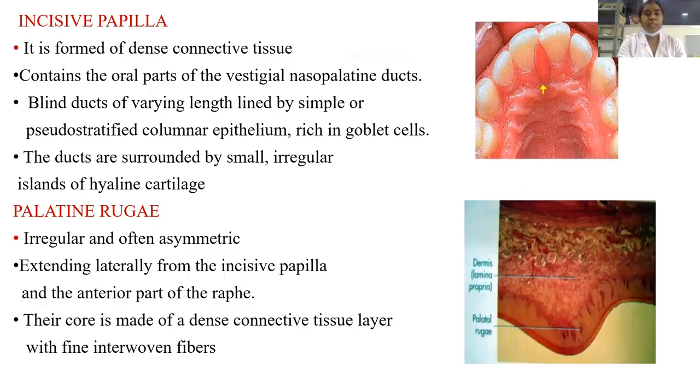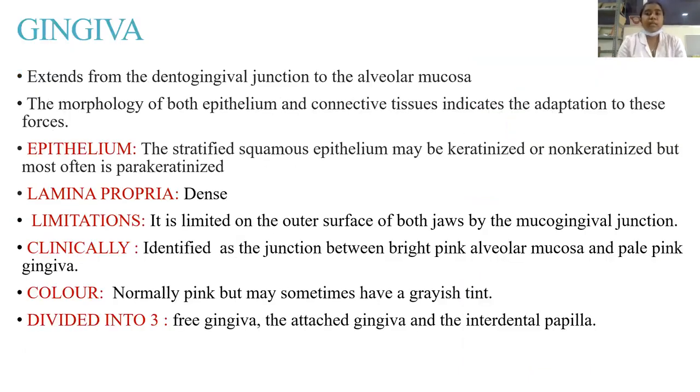Palatine rugae. It is irregular and often asymmetric, extending laterally from the incisive papilla and the anterior part of the raphe. Their core is made up of a dense connective tissue layer with fine interwoven fibers. Here we can see the dermis, that is, the lamina propria and palatal rugae. So in the palatal rugae, the H&E stain exhibits the palatal rugae and its lamina propria as mentioned in this picture.